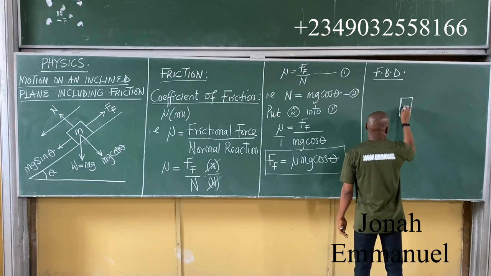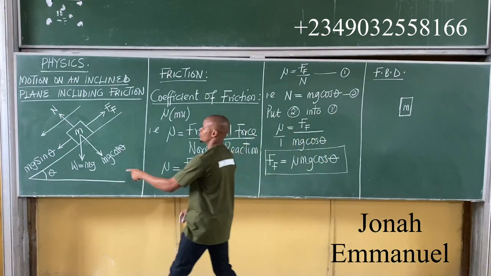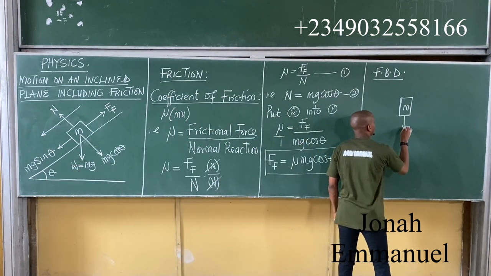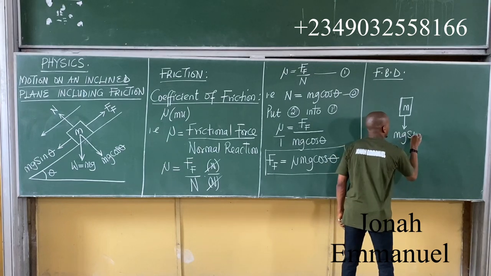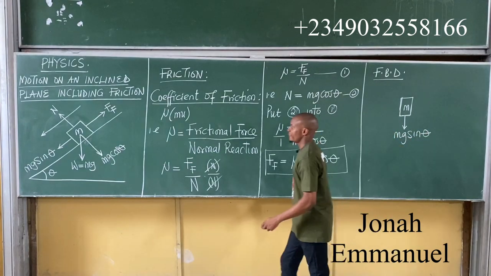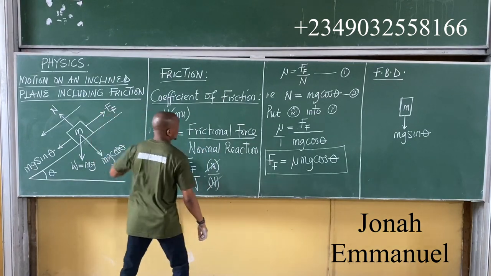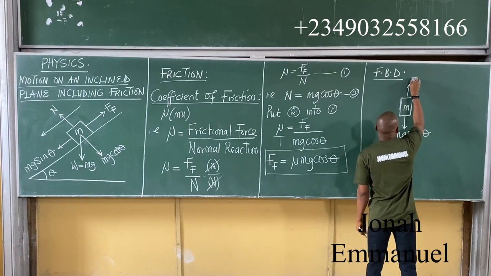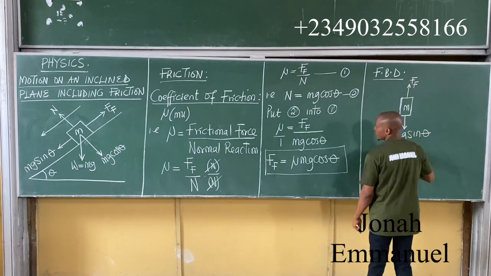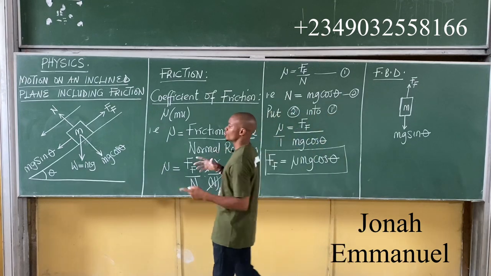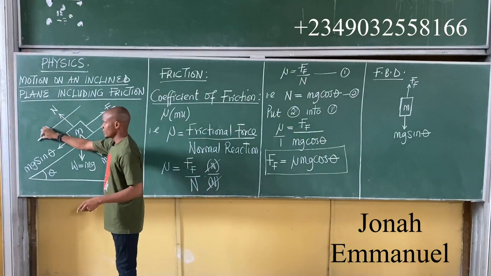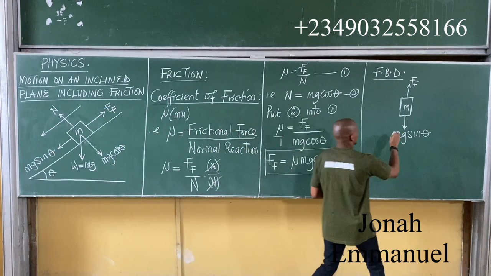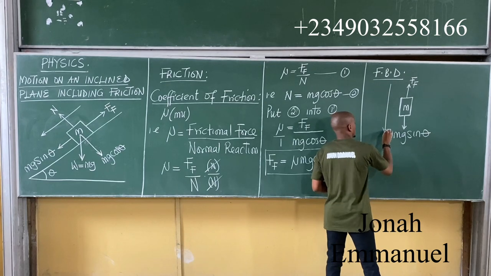I have mass M here, such that the force pushing this downward is mg sine theta. The force pushing this one upwards is your frictional force. Next up, look out for the direction of motion. It's going down this way, in the same direction as mg sine theta, so that means this body is sliding downwards.